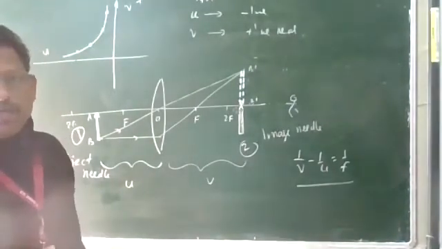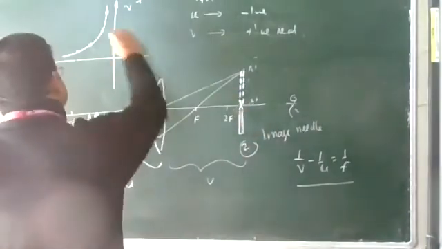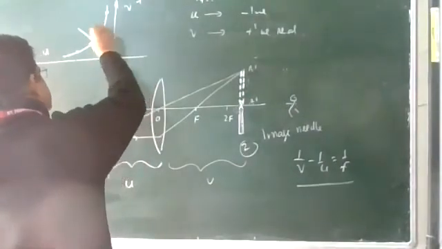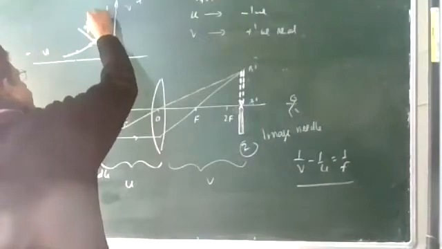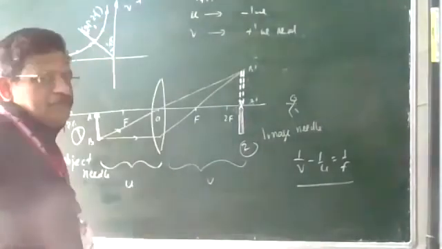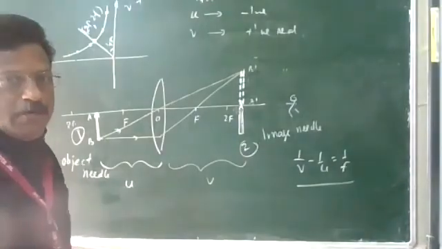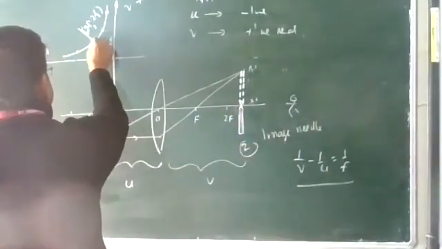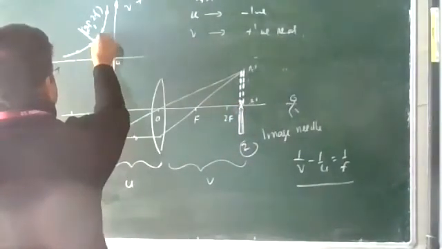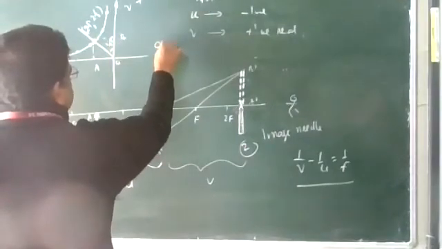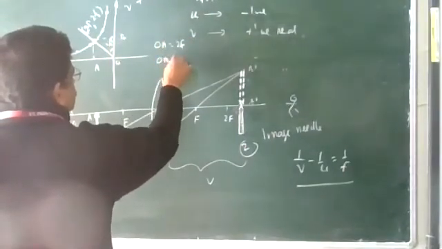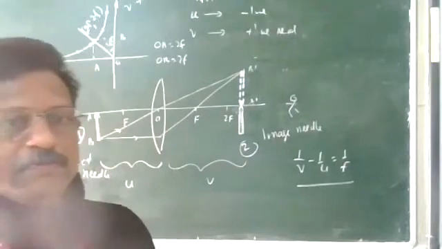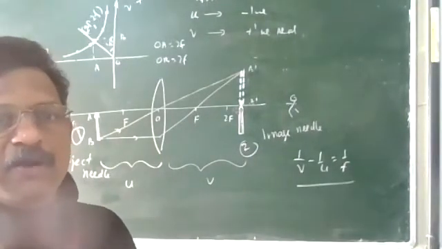Next, how to find out the focal length? Draw an angle bisector at 45 degrees. This will touch the graph at the point with coordinates 2f and 2f. From here I mark lines. This is OA and OB. OA stands for 2f, OB stands for 2f. Focal length can be directly half the value. Focal length will be half.